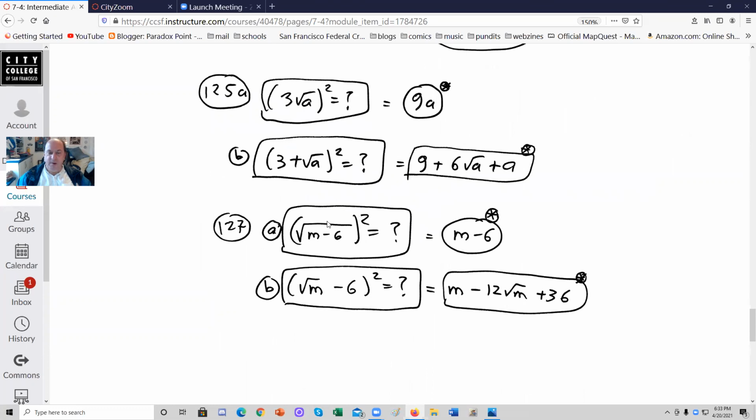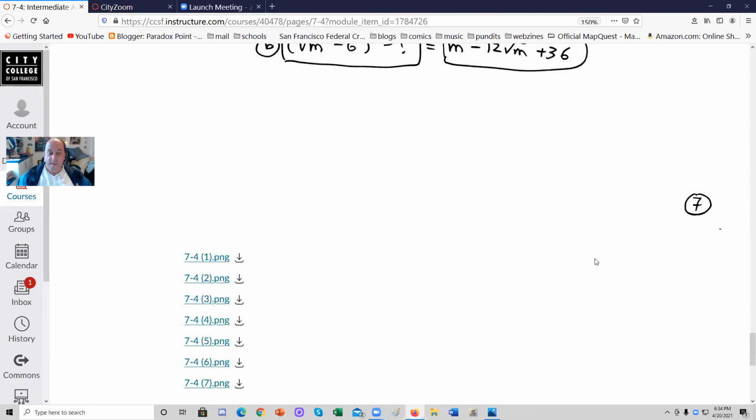Here they're being cute. Square of a root of a difference, and square of a difference of, well, not even a root this time, whatever. Okay, for this one, square root of a square cancels, giving n minus 6. Here, square of a difference is square minus twice product plus square. So root m squared is m, twice this product is minus 12 root m, 6 squared is 36.